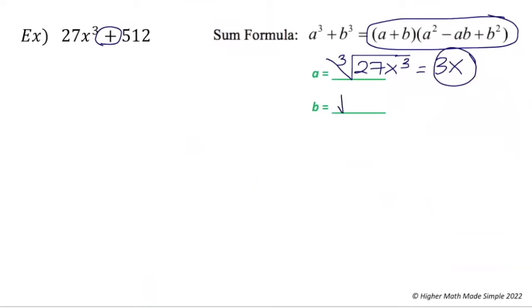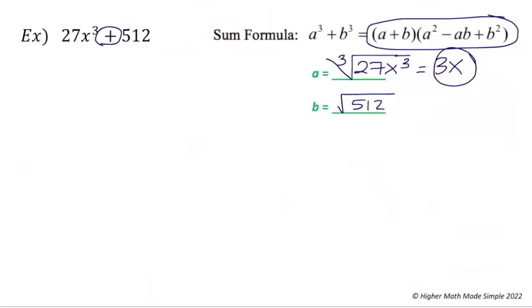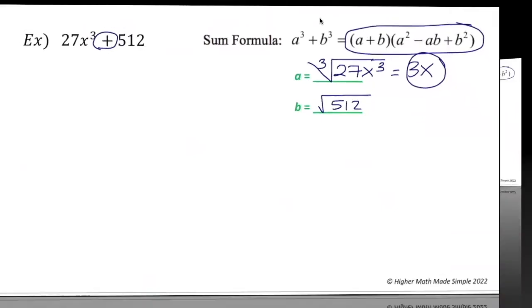And b is the cube root of the second term. So what times itself 3 times gives me the b term? This is a rather large number, so you can go ahead on your calculator and keep doing guess and check, right? You can try 4 times 4 times 4, or 5 times 5 times 5, 6 times 6 times 6, and so on until you reach 512. Or you can use your calculator to your advantage. I'm going to remind you how to do that.